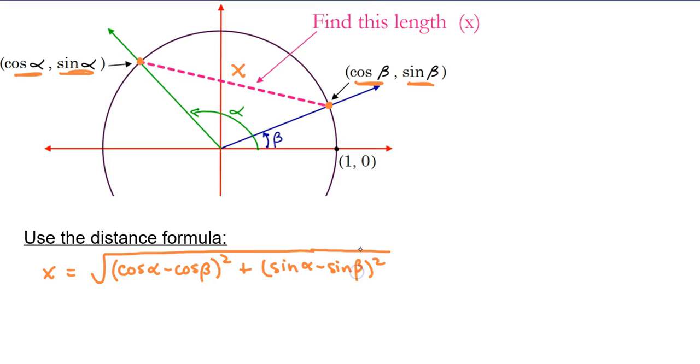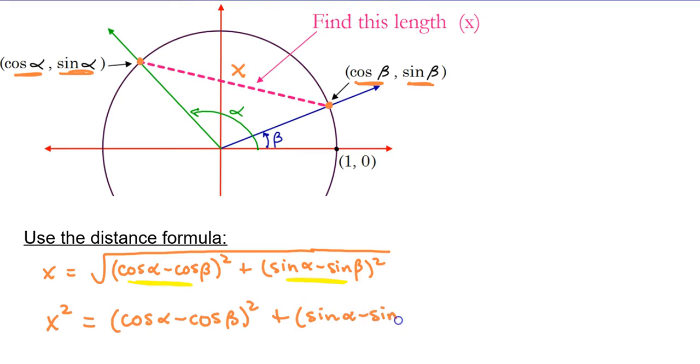Now I could write this in the other order. I could write cosine beta minus cosine alpha. I could write sine beta minus sine alpha. Because we're squaring, it doesn't matter what order we write that in. Now, to simplify this equation a little bit, I'm going to square both sides. So the distance squared is cosine alpha minus cosine beta squared plus sine alpha minus sine beta squared.